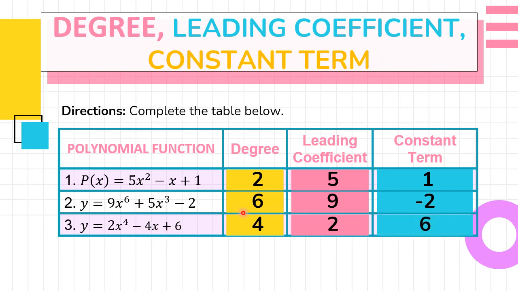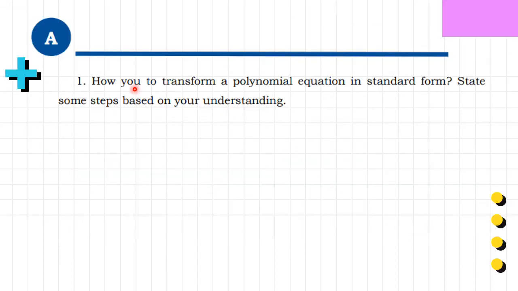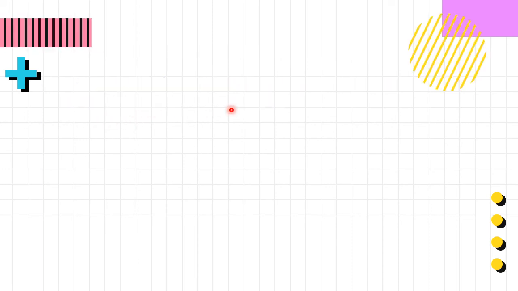Okay po? So, tandaan yung paraan ng pagkuha ng ating degree, ng leading coefficient, and ng ating constant term. Again, degree is the highest exponent, leading coefficient, yung value or coefficient ng ating term na yon, and the constant term, yung walang kasamang variable. So, may tanong dyan sa page 30 sa baba, doon sa letter A na nakalagay. So, how do you transform a polynomial equation in standard form? State the steps based on your understanding.